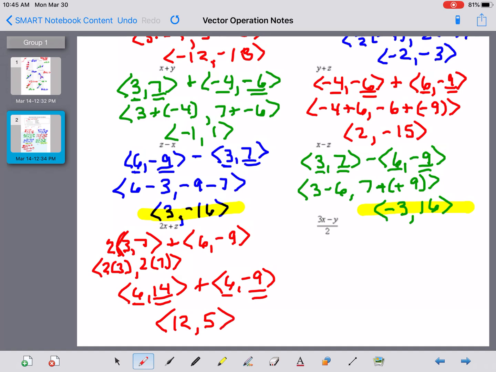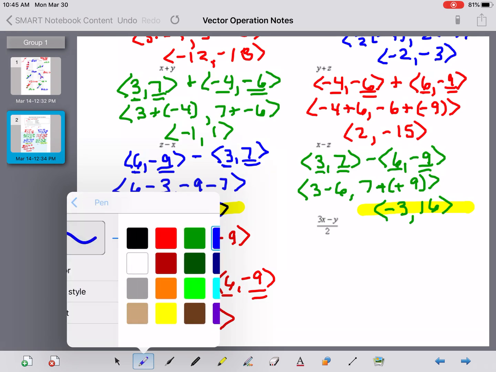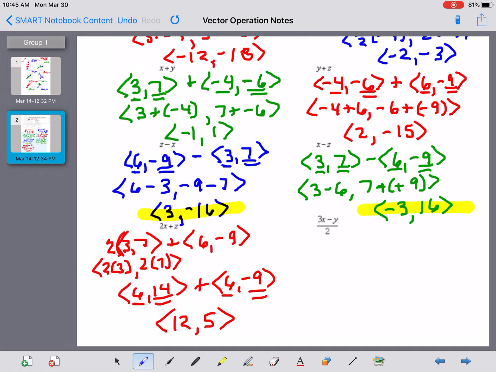All right, last and final one for today. I'm going to have a mixture here. I have a scalar of 3 times my x, which is that 3, 7, minus my y, which is -4, -6. And you'll notice I have a great big division bar with a 2 underneath.